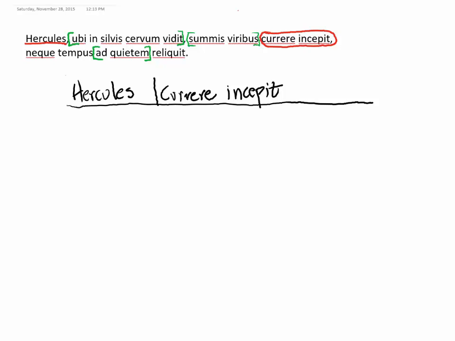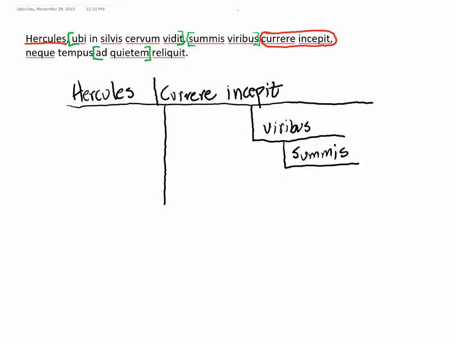So let's take sumis viribus first, which is just regular old ablatives. So we've got viribus, which is a noun. And then, of course, sumis is an adjective agreeing with it. So we've got something like that. But then we've got something else adverbial. And notice that instead of being a phrase like viribus sumis, this is a clause, which means it has its own kernel. So we can look at the kernel for that clause and look at our kernel items there.